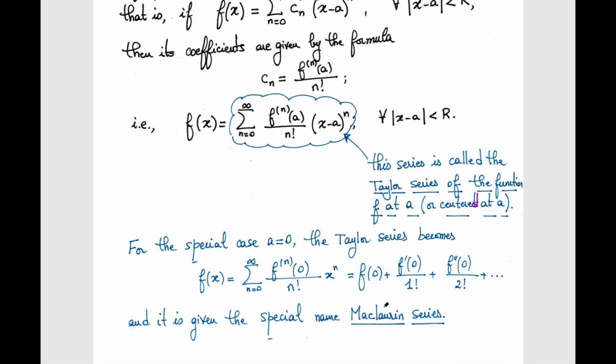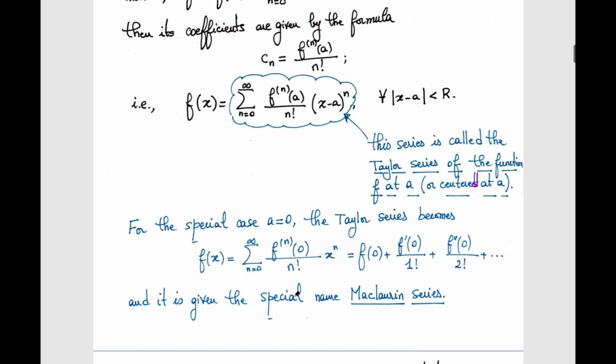So even though this is a particular case of Taylor, Maclaurin made it famous when he replaced a by 0. He made it famous in his 1742 book, and it's got the name in honor of him. Okay. All right.